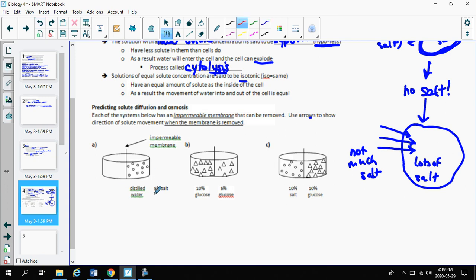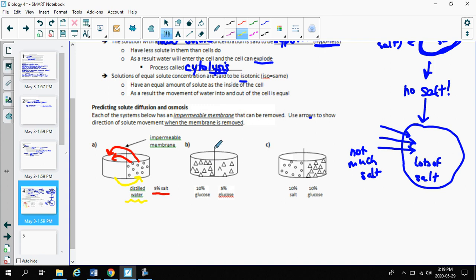So these little salt particles, once we remove this membrane, are going to move over based on diffusion. And then our water molecules, distilled water, would want to flow this way in terms of osmosis, because it has a high concentration of water and a lower concentration of water here because there's all that salt. So salt's going to be flowing that way, water's going to be flowing this way.